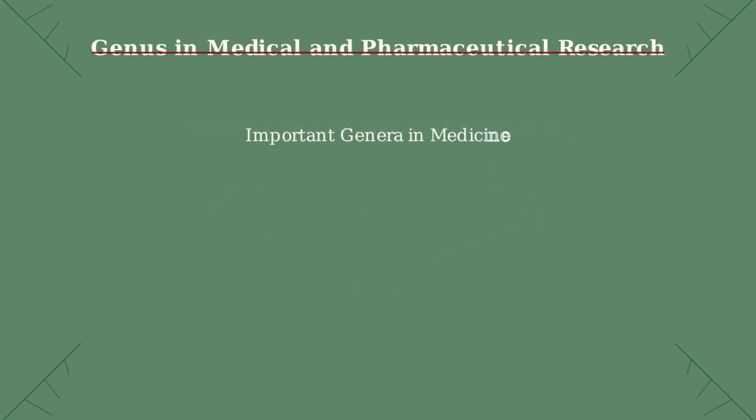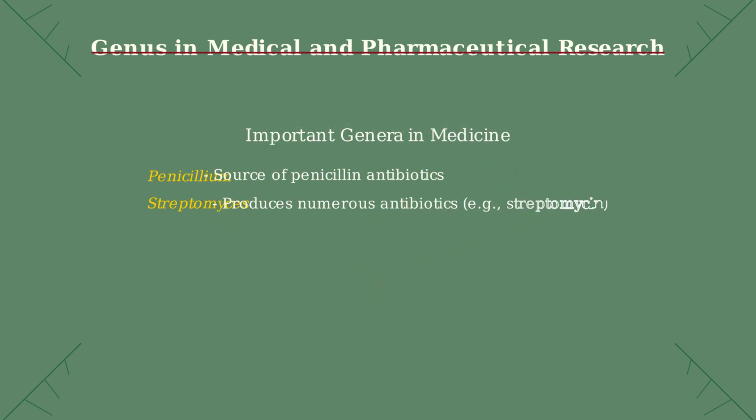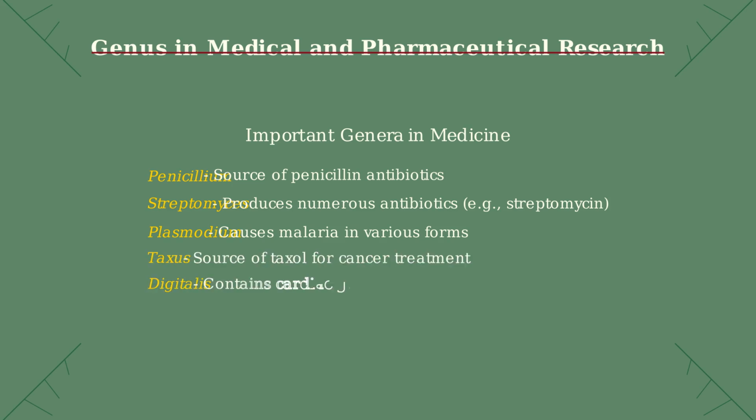Several genera have profound importance in medicine. The genus Penicillium gave us penicillin antibiotics, while Streptomyces produces numerous antibacterial compounds, including streptomycin. Plasmodium species cause different forms of malaria. Plants like Taxus provide cancer treatments, while Digitalis contains cardiac glycosides used in heart medications.